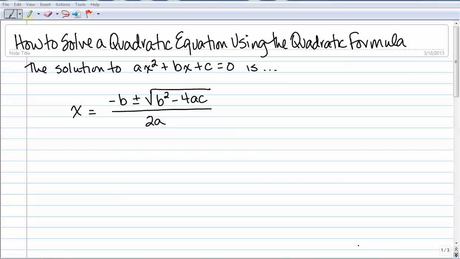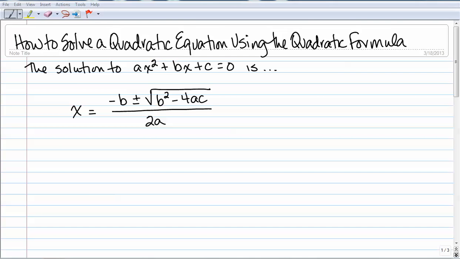Here's how to solve a quadratic equation using the quadratic formula. The solution to the quadratic equation ax squared plus bx plus c equals 0 is the following, sung to the tune of Pop Goes the Weasel. x equals negative b plus or minus the square root of b squared minus 4ac all over 2a.